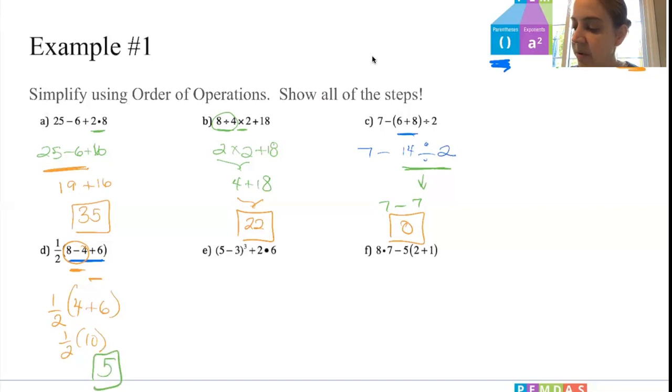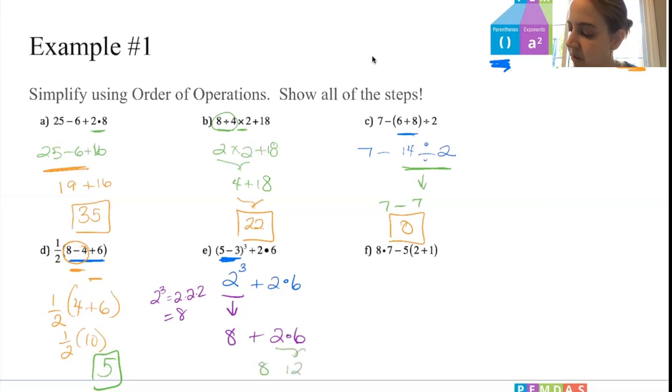On the next set, we're doing parentheses first, letter E. 5 minus 3 in parentheses will be 2. Bring that little exponent, leave that there. Next on our list, we have exponents. We'll make those purple. 2 to the third really means 2 times 2 times 2, which is 8. So this becomes 8 plus 2 times 6. Then we have multiplication. 2 times 6 is 12, so 8 plus 12 is 20.